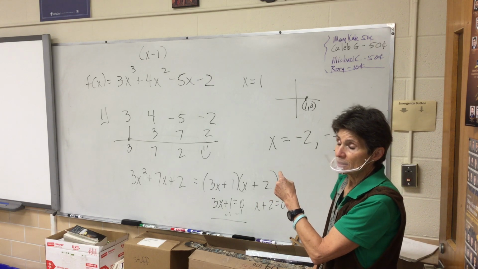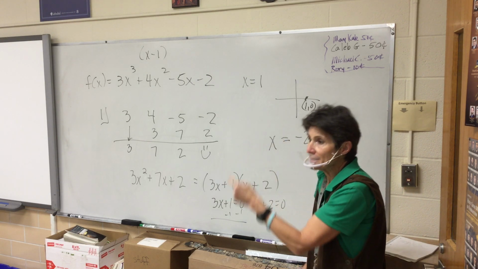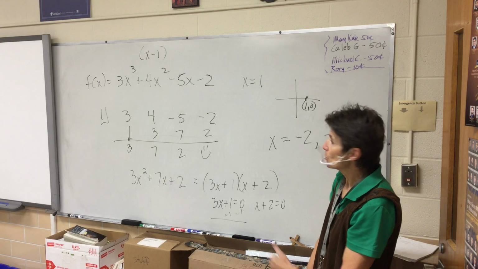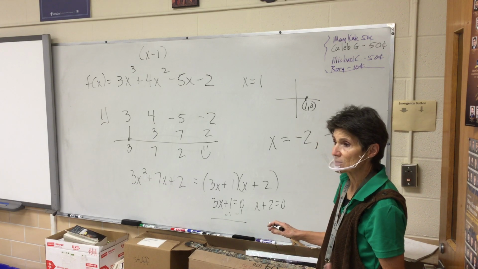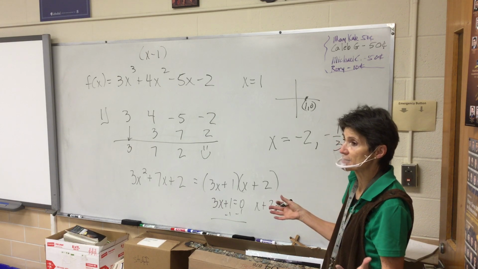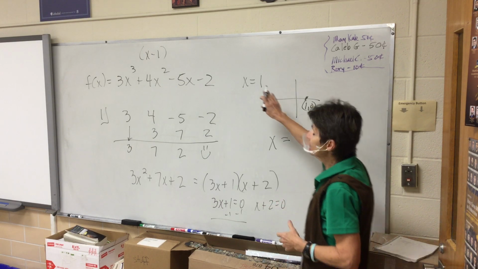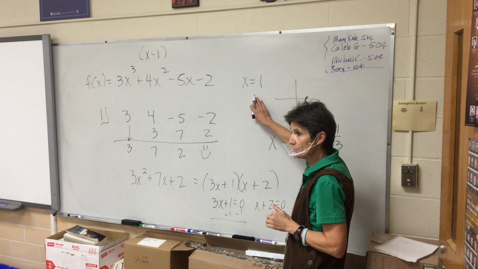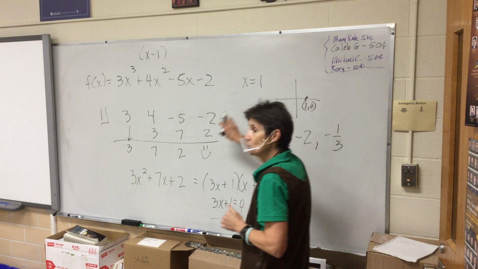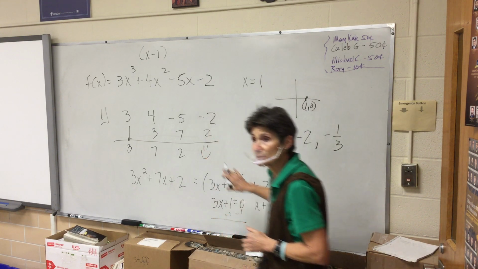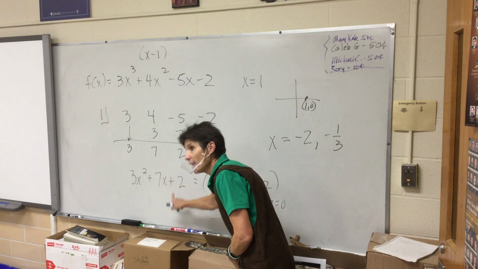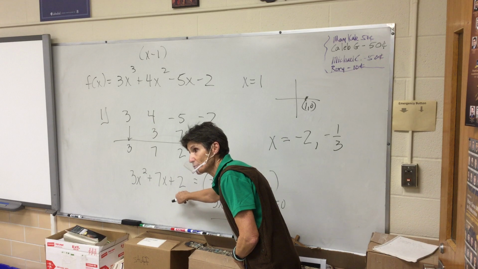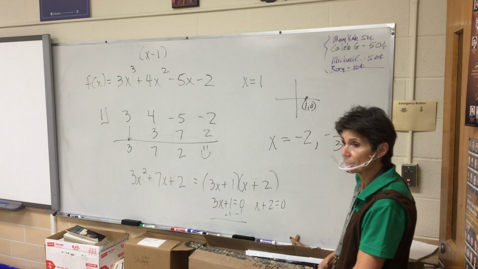This is easier than what we did yesterday, because yesterday you had nothing to start with. You had to guess. I've done the guessing for you, so all you have to do is divide it out. And when you divide it out, solve what's left. And that's where you get your other two answers, right there.